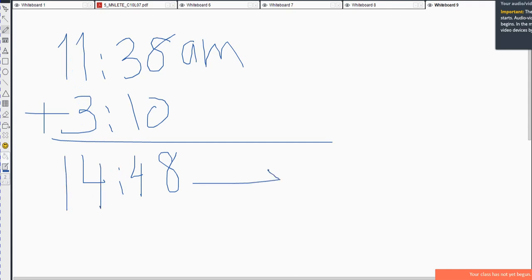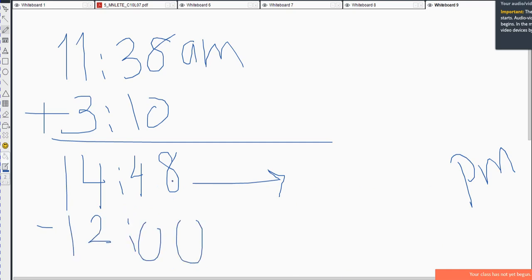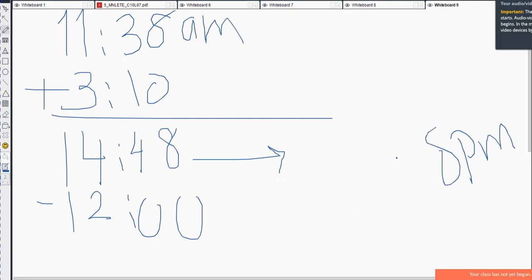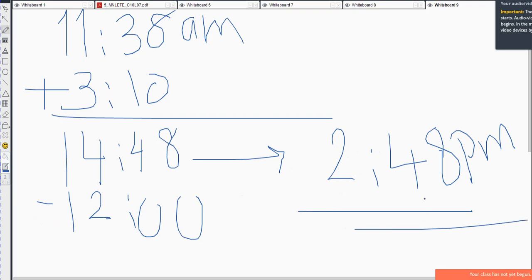Okay, convert it into p.m. format. How can we convert it? Subtract 12. So it will be 48, and here 14 minus 12 equals 2. So the end time is 2:48 p.m.